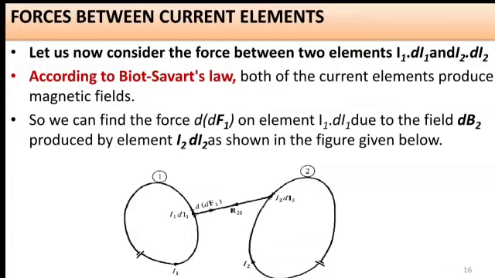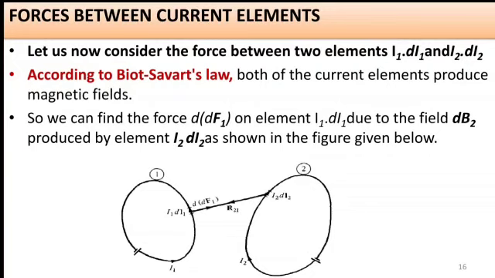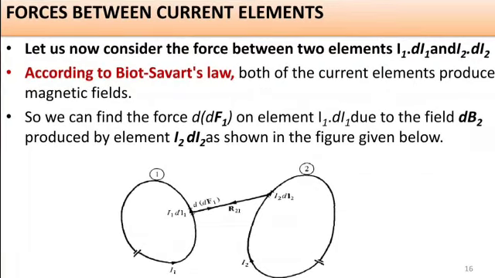So, we have two elements here. The first element has current I1, the second element has current I2, and let us take a differential element I1 dl1 in the first conductor and I2 dl2 in the second conductor. Now, the distance between these two is represented with a unit vector a_R21, and the differential force here is d(dF1). This is what is there in the figure.